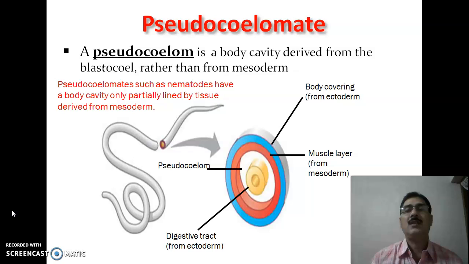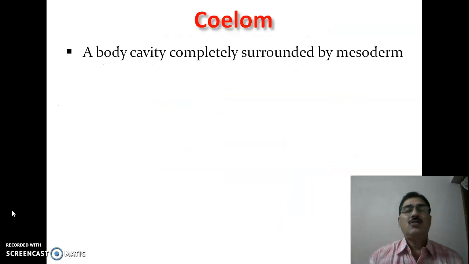You can see there is the body covering from ectoderm, then the muscle layer from mesoderm, and the digestive tract which develops from the endoderm. Here it is mentioned as ectoderm, which is false. It develops from the endoderm.